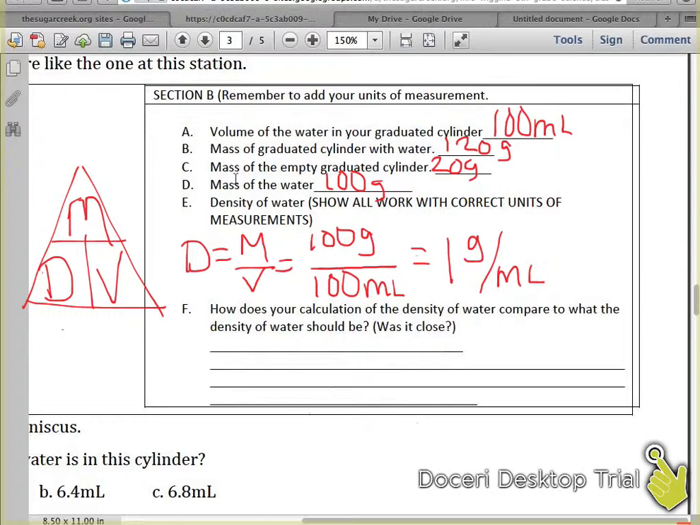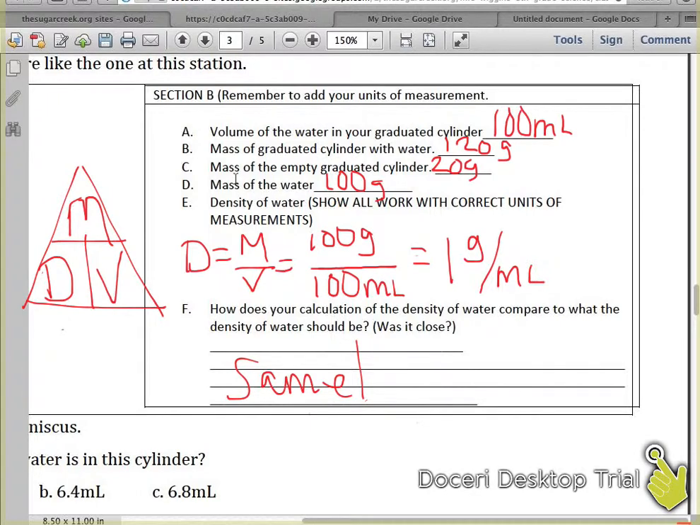No. Where did you look? Answer my question. In your notes. According to your notes, what is the density of water? 1 gram over milliliter. How does the density of water, which she said is 1 gram over milliliter, compare to your answer? It was equal. It's the same.